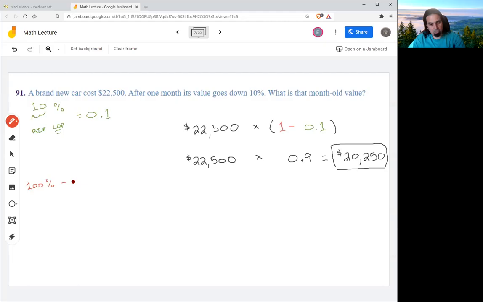And other people will say, I'm just going to do in my head that 100% minus 10% equals 90%. And then I will do my riplop on that instead. And that's how I get the 0.9 over here. So two different ways to think about the 1 minus trick.